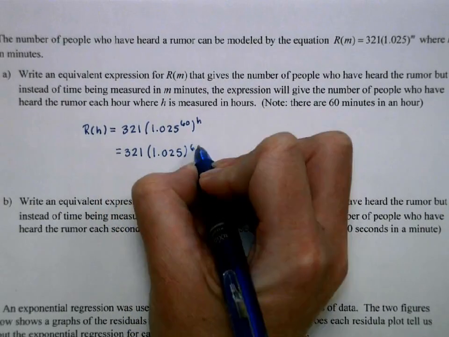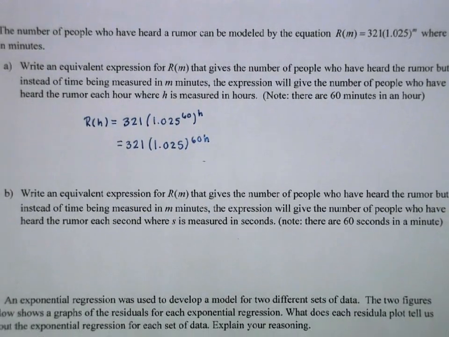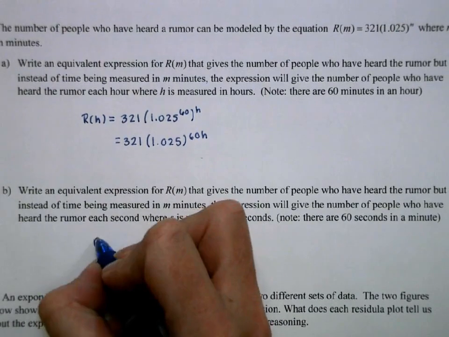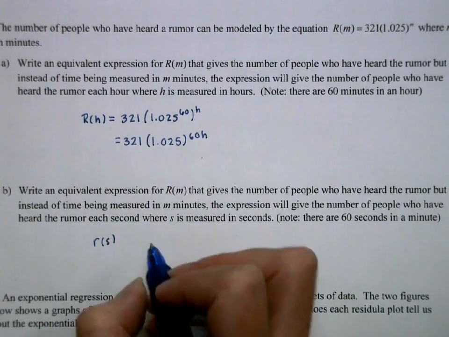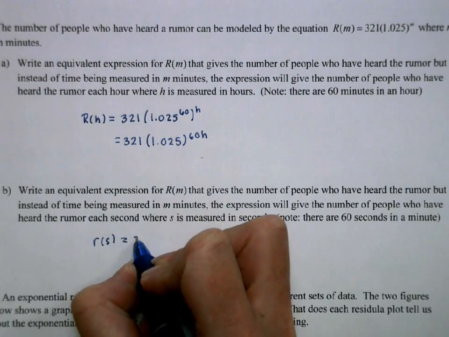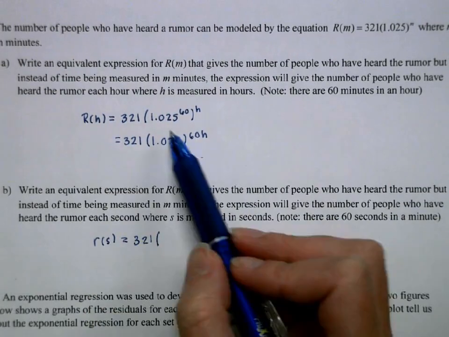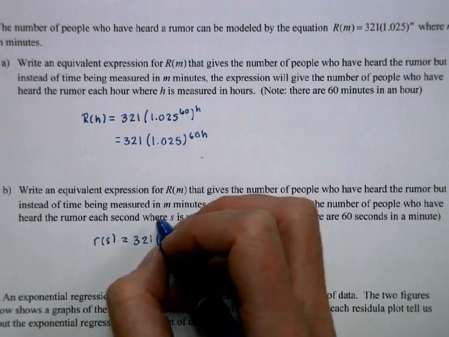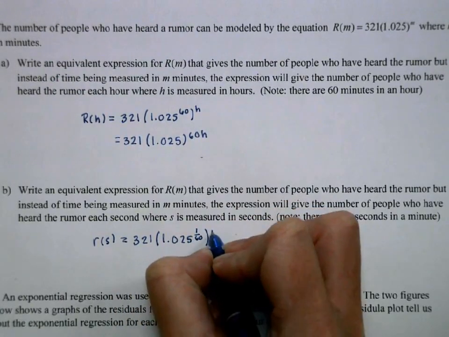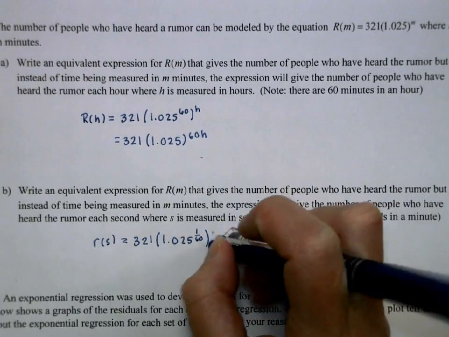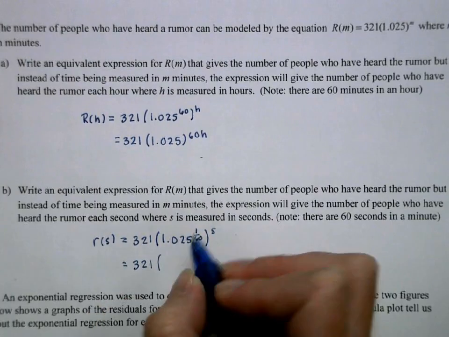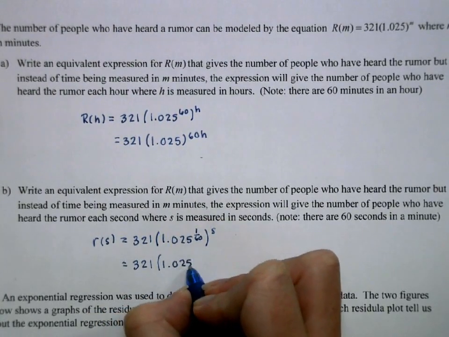Here we're going to do the same thing, but I want it by the second. So if it takes a whole minute to do this, then we're only going to get a fraction of that, to the s, since we're measuring in seconds. So I'm going to rewrite this as 321 times 1.025 to the s over 60, or you could write it as 1/60th times s.